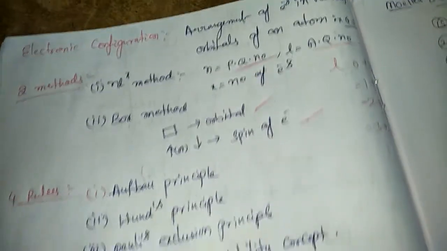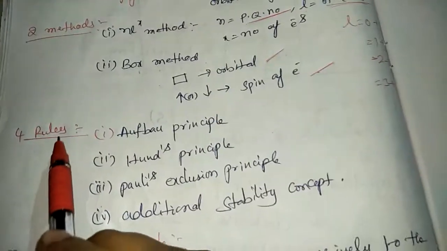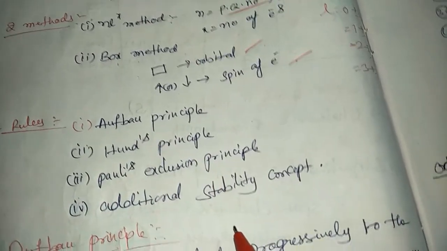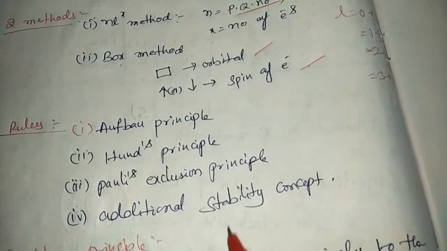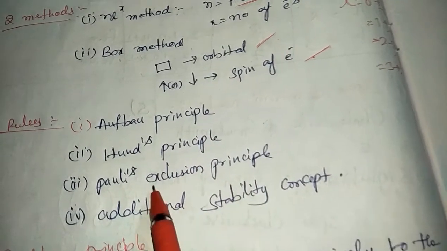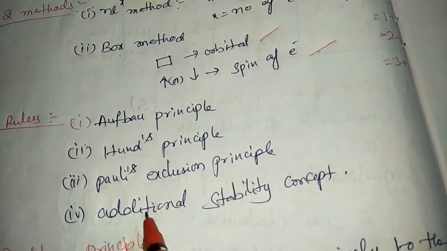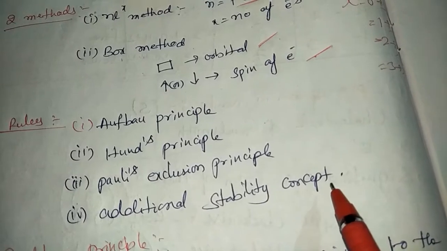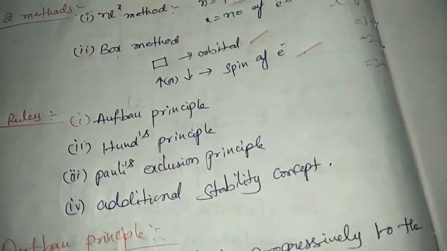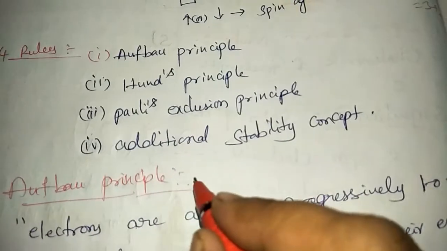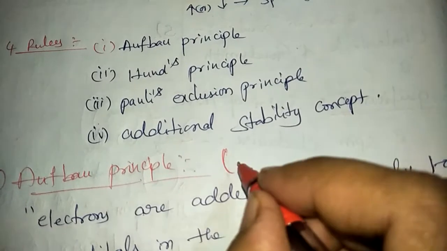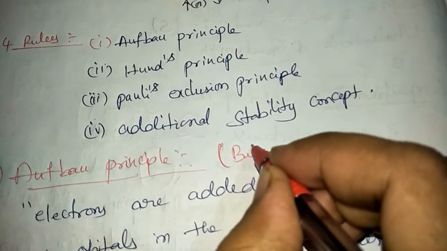Here four rules are there for writing the electronic configuration. If you want to write the electronic configuration of any atom, you should follow the four rules: Aufbau principle, Hund's principle, Pauli's exclusion principle, additional stability concept. Now in this class I will explain the Aufbau principle. Aufbau in the German language means building up.